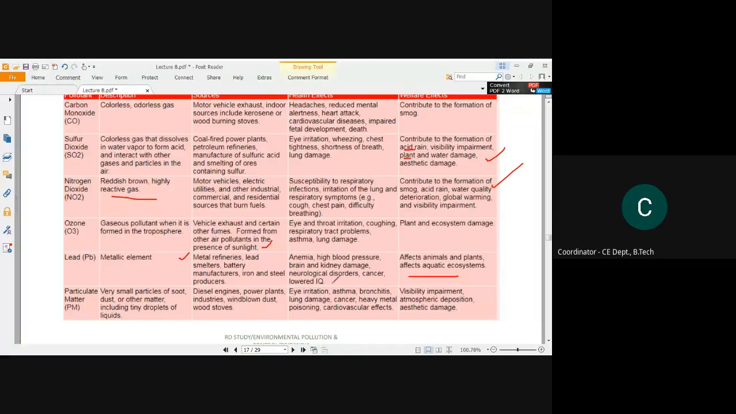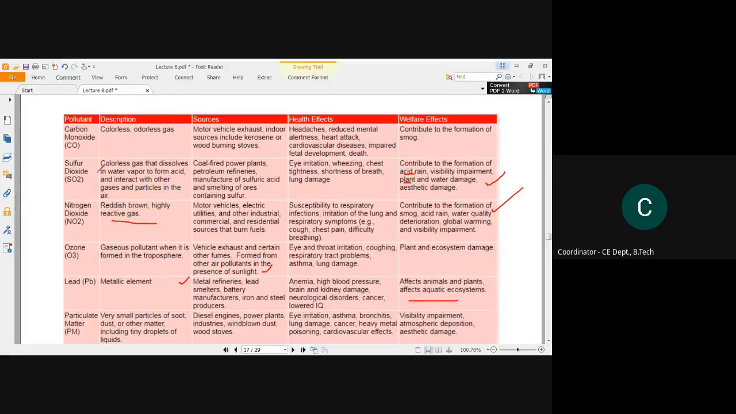What health effects can we see from this? Eye irritation, asthma, bronchitis, lung damage, cancer, heavy metal poisoning, and cardiovascular effects. And the welfare effects are visibility impairment, atmospheric deposition, aesthetic damage. So these are some important pollutants: carbon monoxide, sulfur dioxide, nitrogen dioxide, ozone, lead, particulate matter, and the description, sources, health effects and welfare effects are given in this tabular manner. It will be easier to understand from this table, and you would be able to write it down in your exam paper.